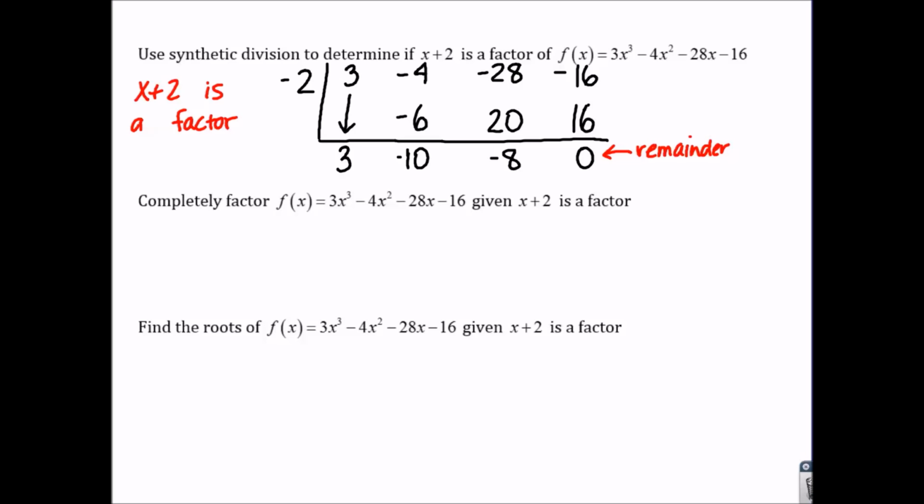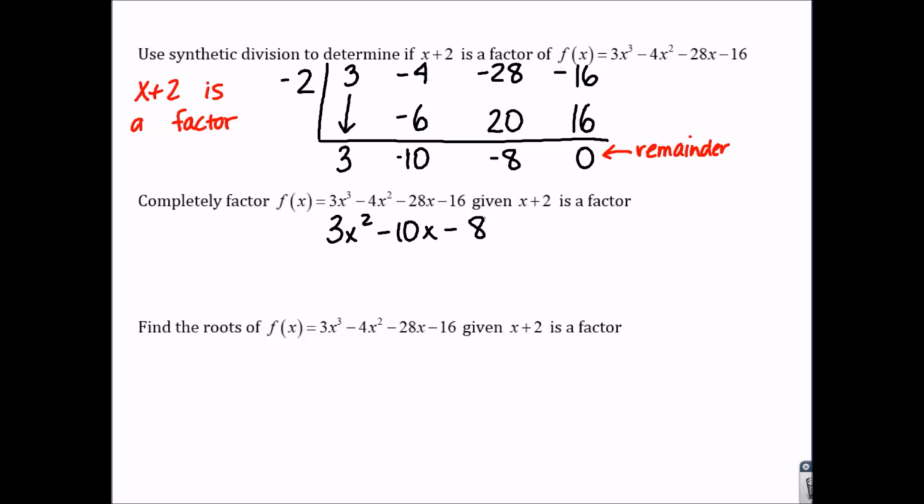So now I'm going to continue. Since I know that x plus 2 is a factor, I want to finish factoring this cubic. So I've already done my division. I started with a cubic, so my answer will be 1 degree lower, which is a quadratic. So these numbers here, the 3, the negative 10, and the negative 8, are the coefficients for my quadratic. So that gives me 3x squared minus 10x minus 8. And I just need to finish factoring that.